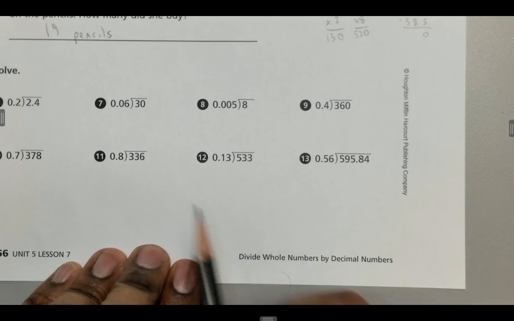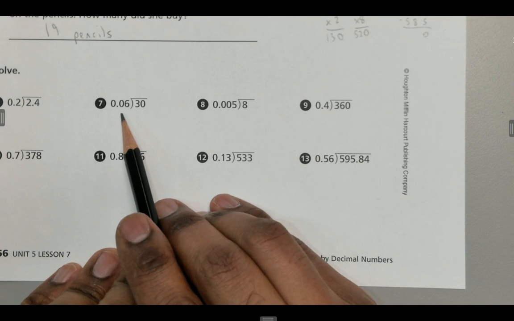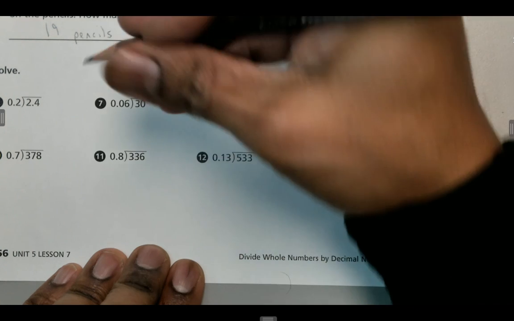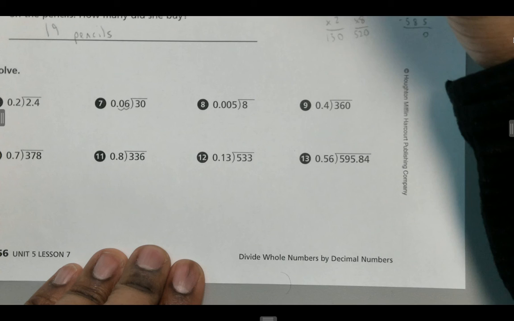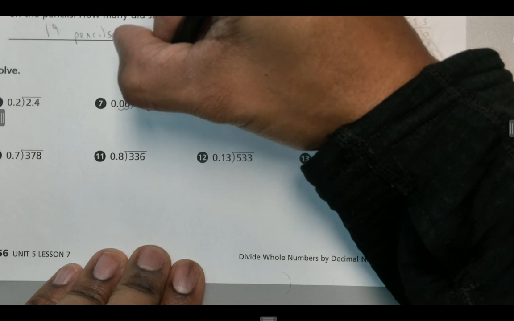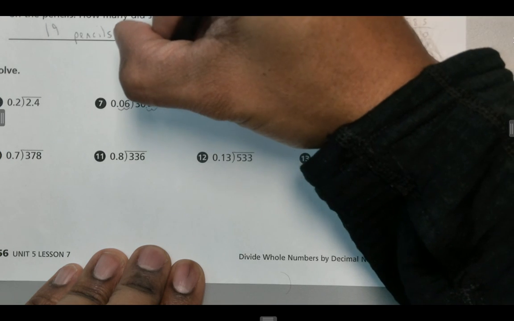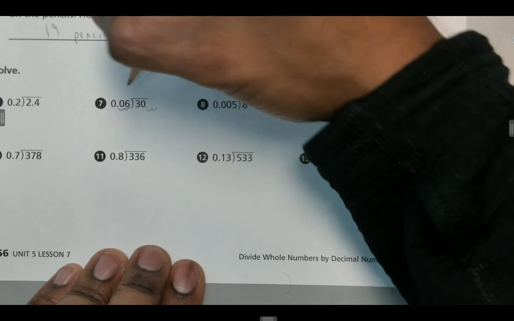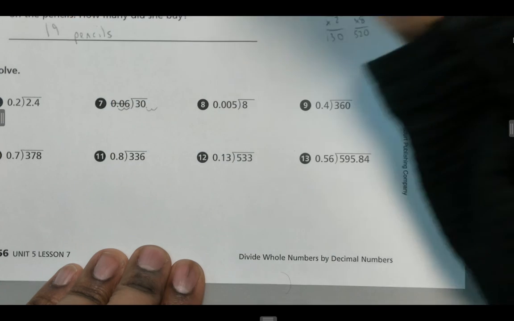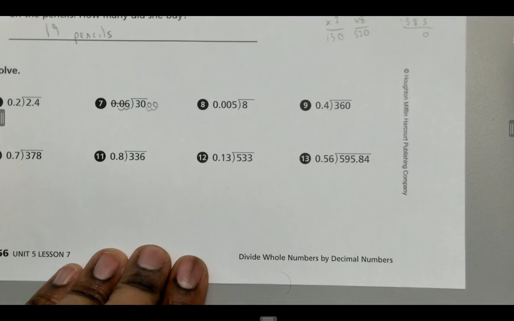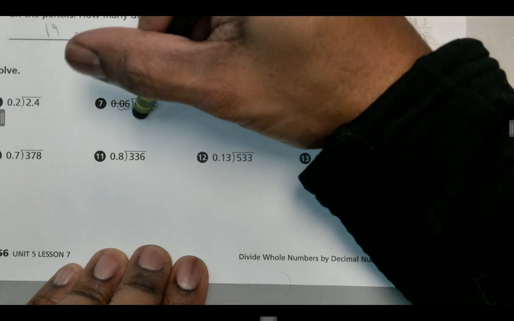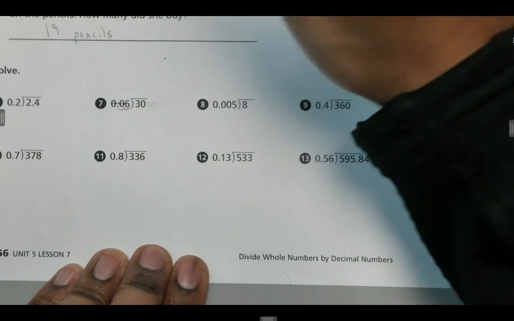Number 7. How many places do we need to push the decimal point to clear it out? Whoop, whoop. 2 places or 2 pushes. Same here. Whoop, whoop. So our new divisor is 6. Our new dividend is 3,000. You can certainly rewrite that if that's less messy for you.